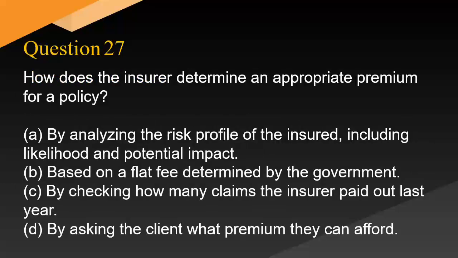How does the insurer determine an appropriate premium for a policy? A. By analyzing the risk profile of the insured, including likelihood and potential impact. B. Based on a flat fee determined by the government. C. By checking how many claims the insurer paid out last year. D. By asking the client what premium they can afford.